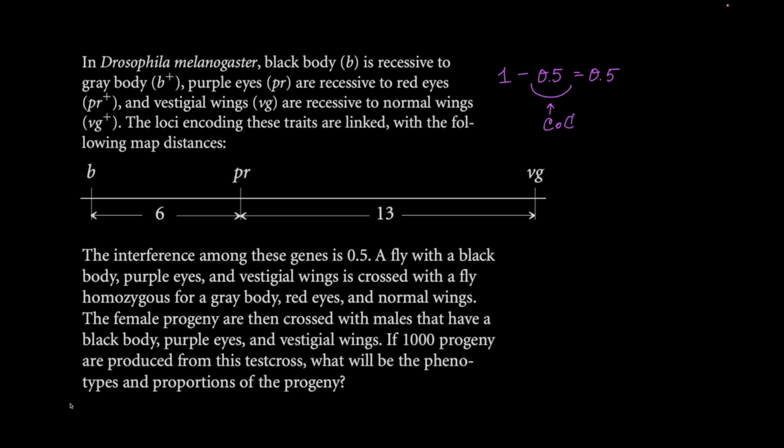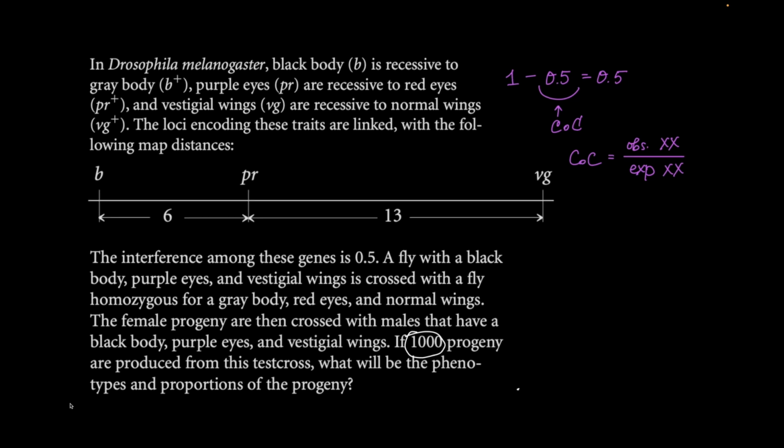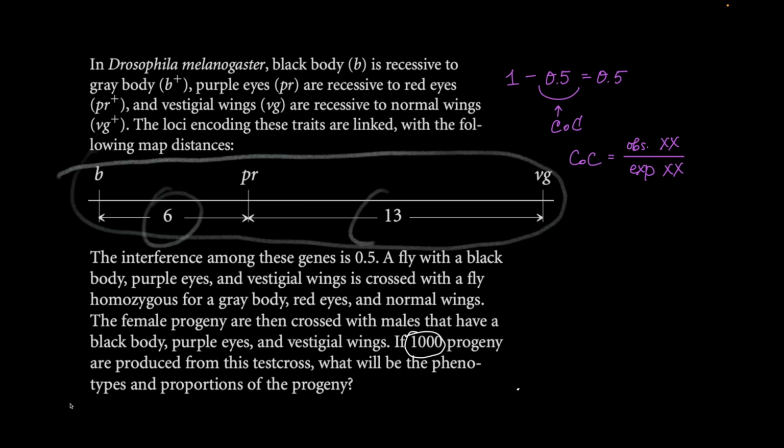Remember, what is the coefficient of coincidence? It is the ratio of observed double crossovers to expected double crossovers. So if it's half, that means we observed 50% of what we expected. Where am I going to get these observed and expected? I see the map, which gives me 6 and 13. That means I would have 0.06 and 0.13 double crossovers.